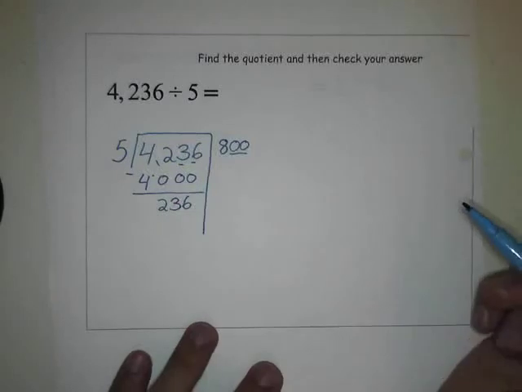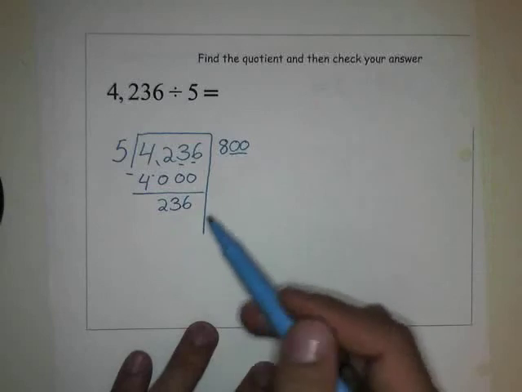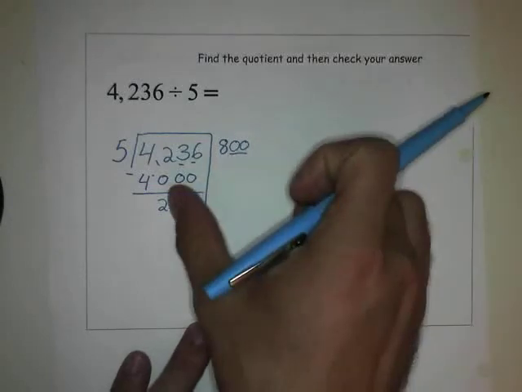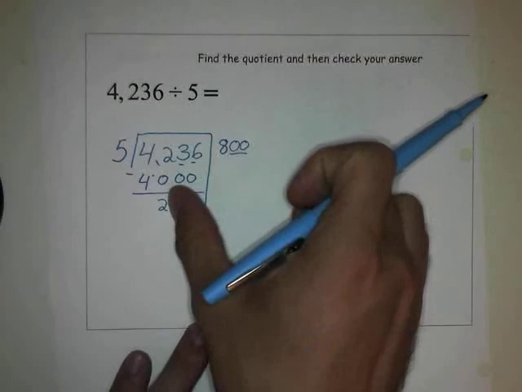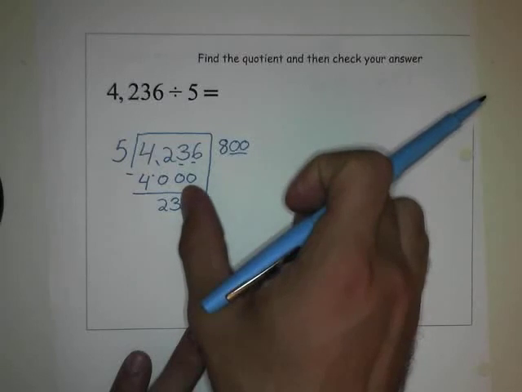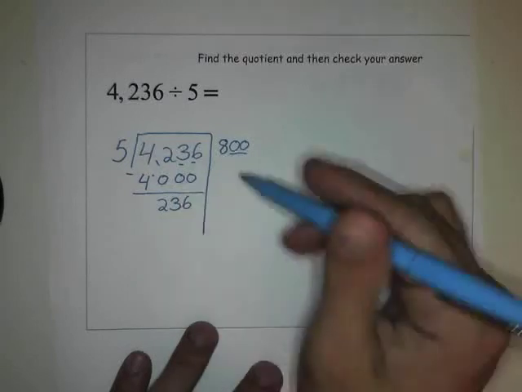Now to figure out how many groups of 5 I can take out of 236, 236 is still somewhat of a big number. So let's do what we did before. Cover up these two place values. I can't take any groups of 5 from 2. I can take groups of 5 from 23, and the number of groups of 5 I can take from 23 is 4. So let's put that 4 right here.